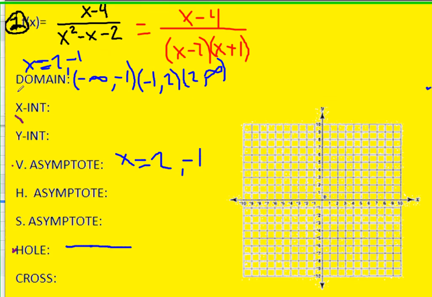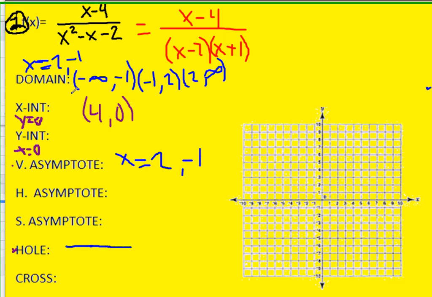Remember, x-intercept means that y equals 0, and y-intercept means the opposite, that x is equal to 0. So for the first one, for y equaling 0, that means the entire function equals 0. That means the numerator equals 0. So x equals 4 will be your x-intercept, so (4, 0).